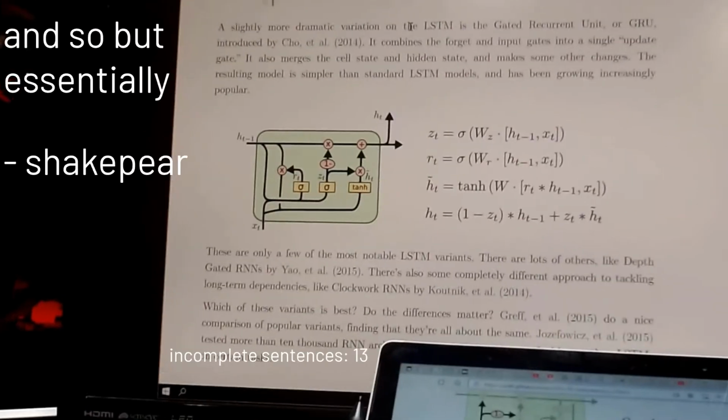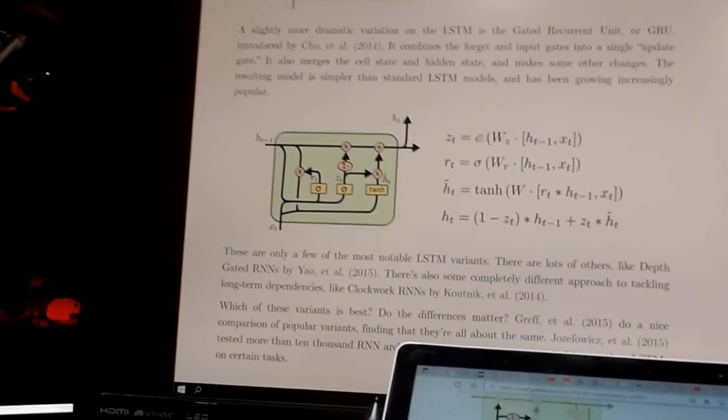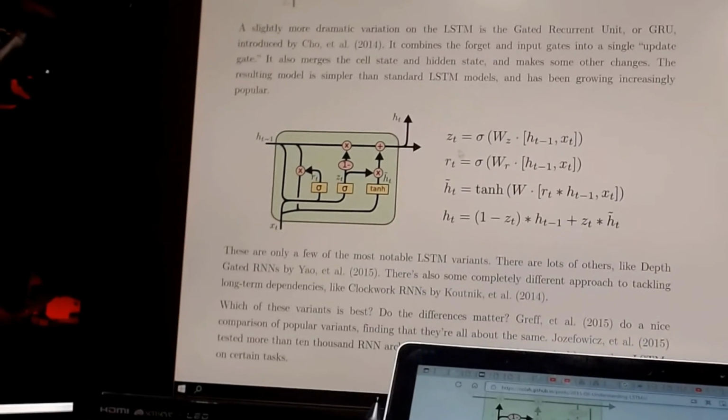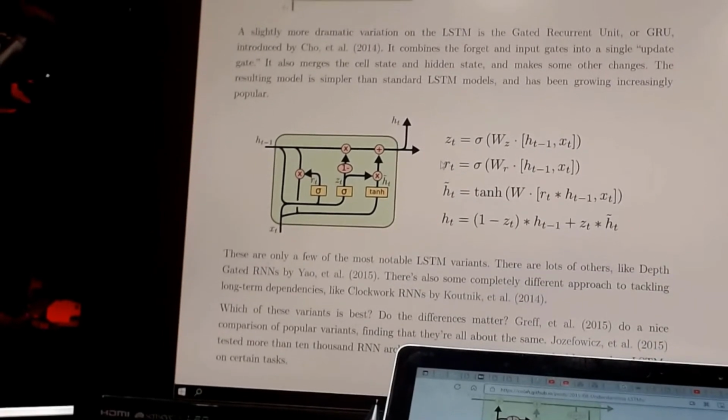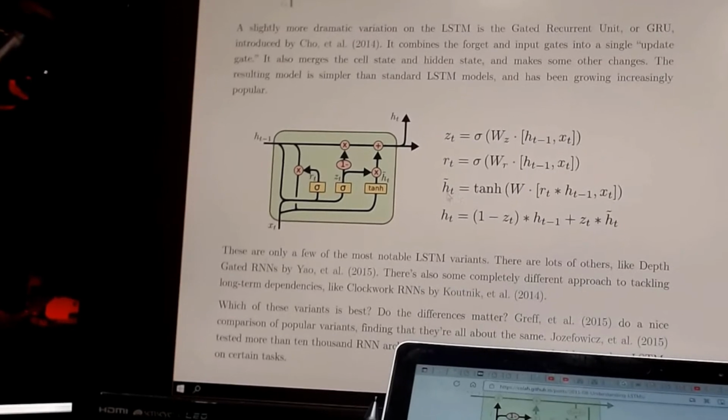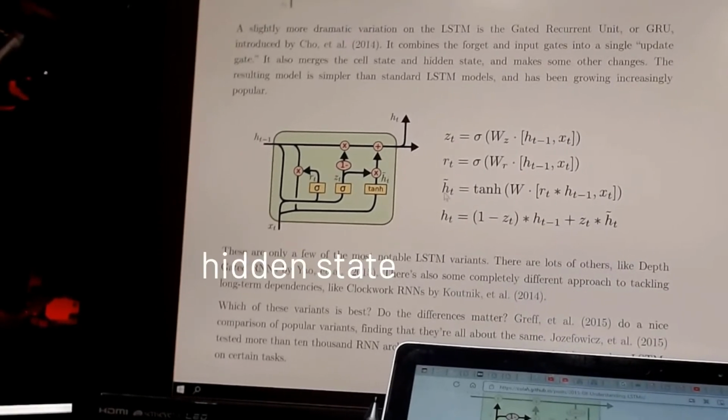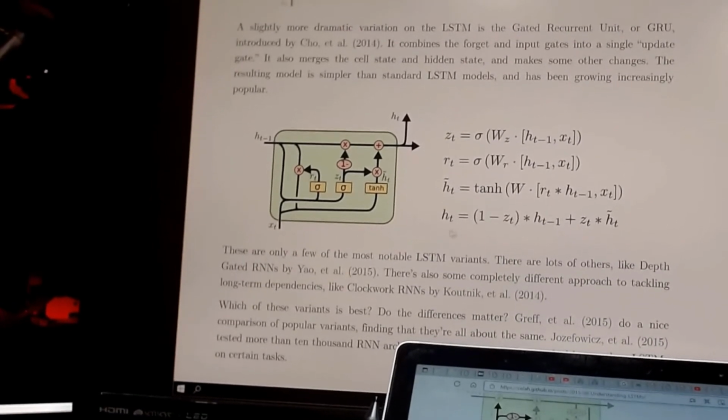I stumbled upon a really great article that explains what GRUs are, and I'm combining that with this amazing article from Colah. Essentially, this Z looks like an update gate, and this is a reset gate, and these are the new candidate hidden state values, and then this actually updates the hidden state.